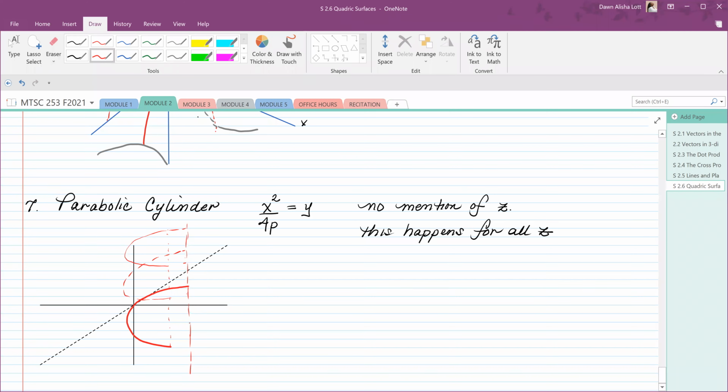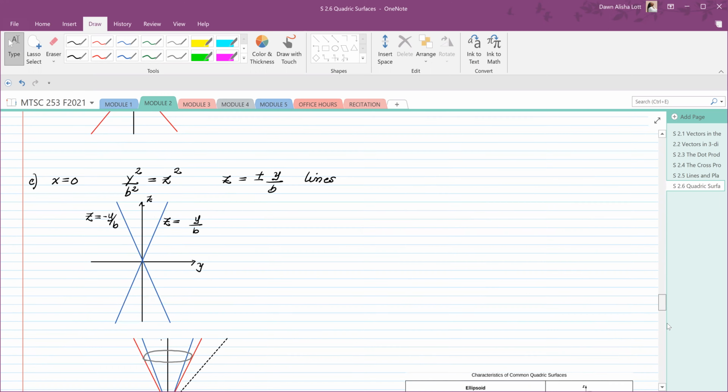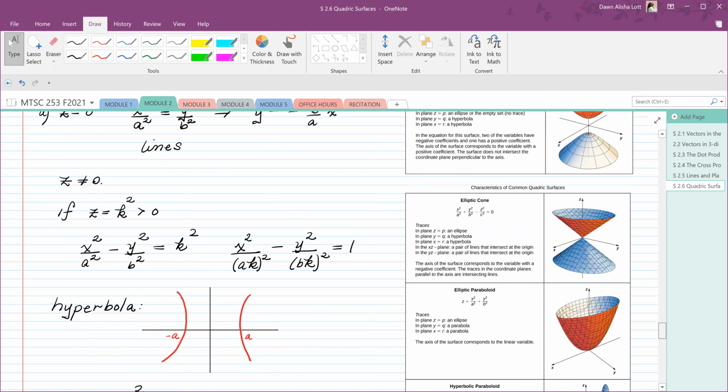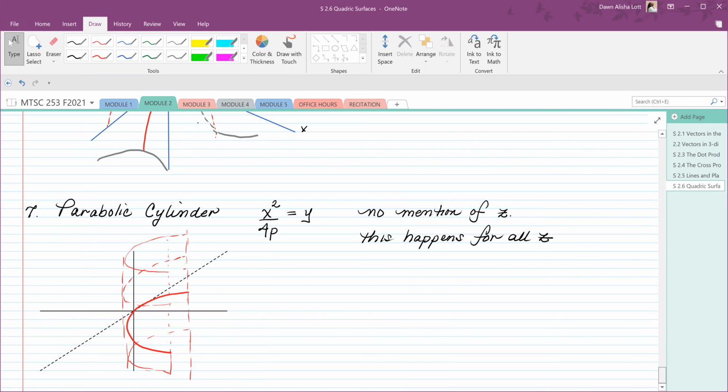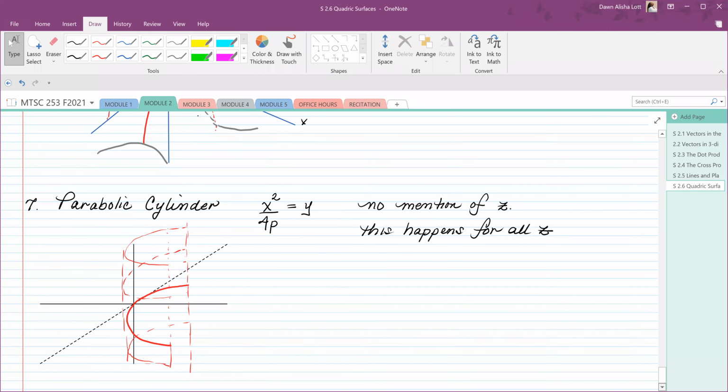So it's a cylinder in the shape of a parabola, but it is a sheet. So let me see, did I grab a picture of that? No. But it is a sheet. So it's kind of like a bent piece of metal, in the shape of a parabola that goes all the way up to the sky and all the way down to the ground.